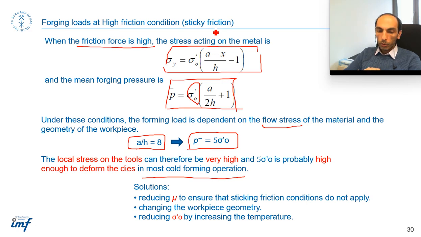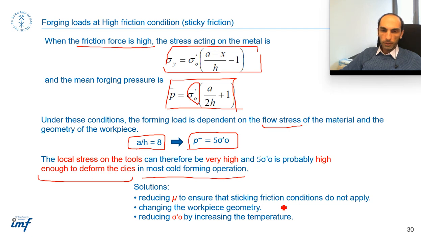But in practice, we increase the temperature and we use the lubricant to avoid such a condition, because in this condition the die will tolerate a high pressure. But in cold forging, because temperature is low, sometimes this sticky condition happens. So if it happens, then you have a high risk of die deformation. So how can we solve it?